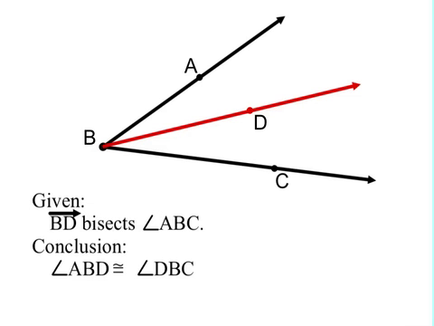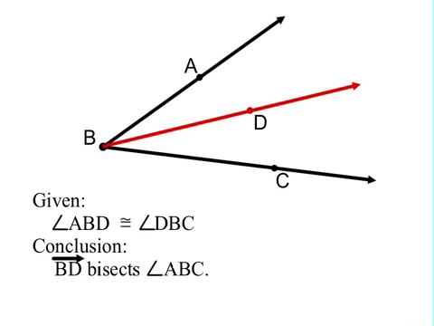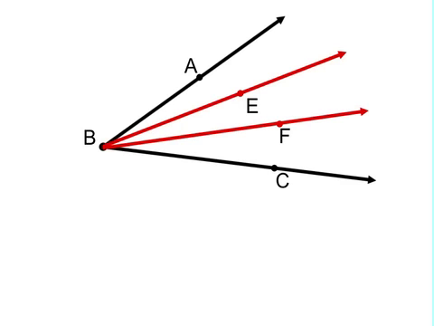And since we're given that ray BD bisects ABC, we can conclude that angle ABD is congruent to angle DBC. And because the definition is reversible, if we're given that those two angles are congruent, we're allowed to conclude that ray BD is a bisector of angle ABC.